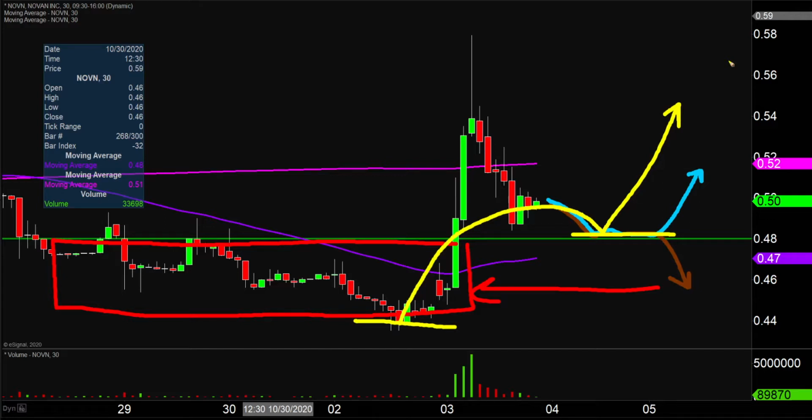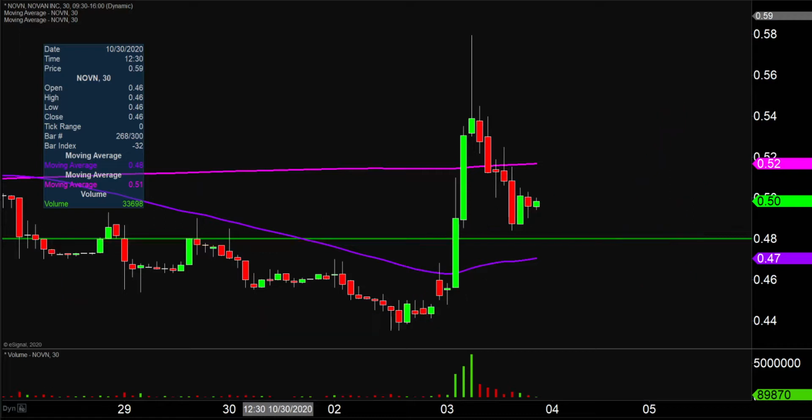So that's where the 48 cent mark is really coming into play. It's basically acting as a dictionary, meaning it's defining is the price, quote unquote, going back to where it was, that being bearish, or is the price, quote unquote, making progress, that being defined as bullish. So definitely keep a close eye on that.